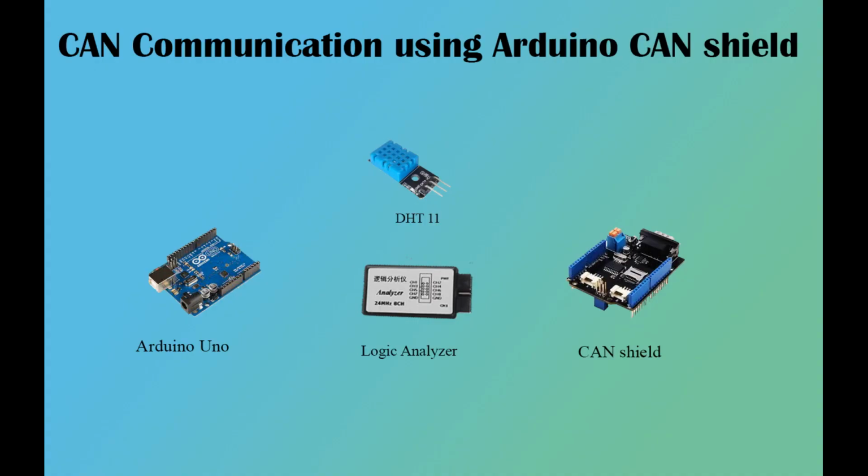Hi everyone, in this video we will be trying to communicate DHT11 temperature sensor data from one Arduino to another Arduino over CAN communication. We will also be trying to capture the CAN frames using a logic analyzer and try to understand how the frames and all work. So let's start with the hardware connections before we go into the code part.